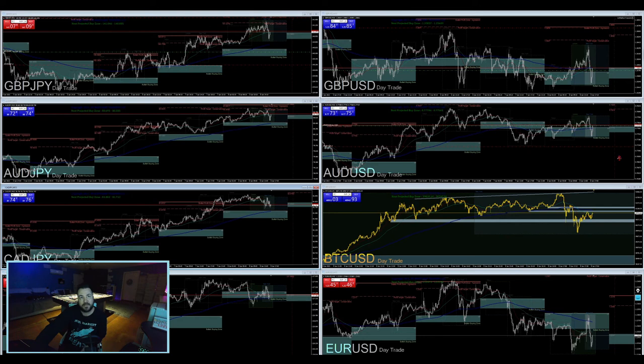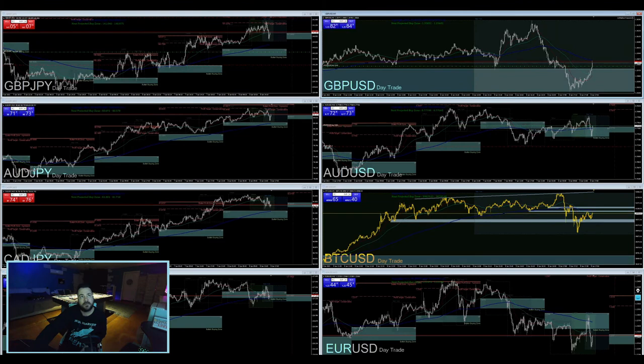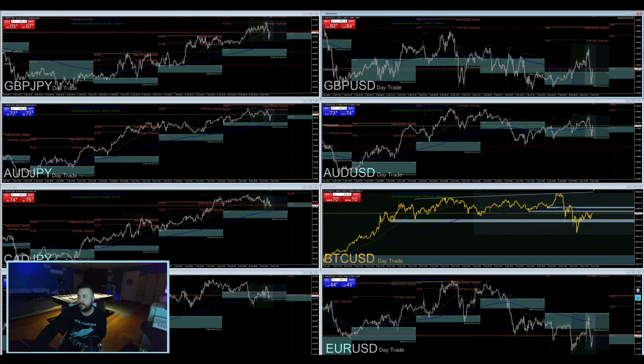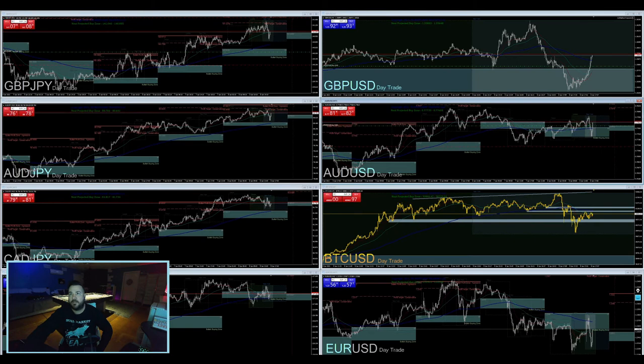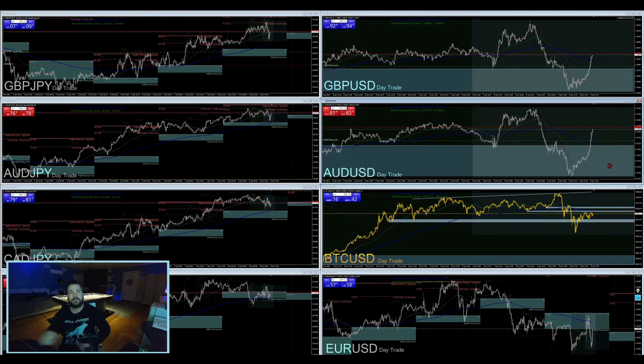We got 4 minutes left. Let's take a look at the 1 minute chart on the pound. Okay, so far we have 2 minutes left until the change of the hour. All right, so here we go. We got 1 minute left. Let's go to the 1 minute chart on my pound and my Aussie. Here we go.